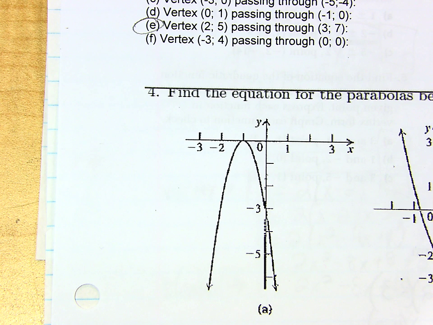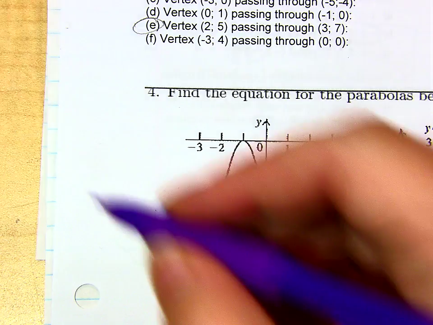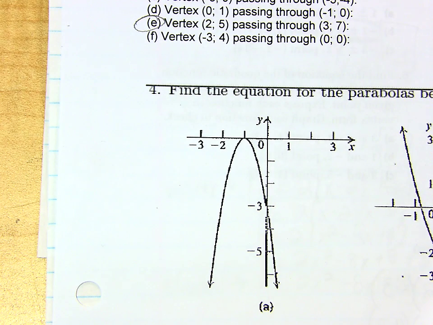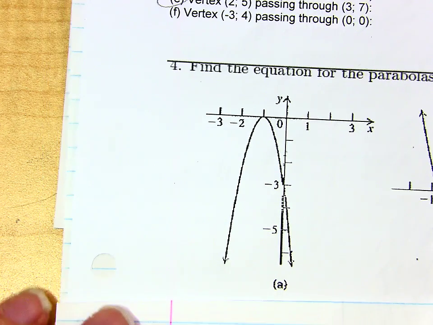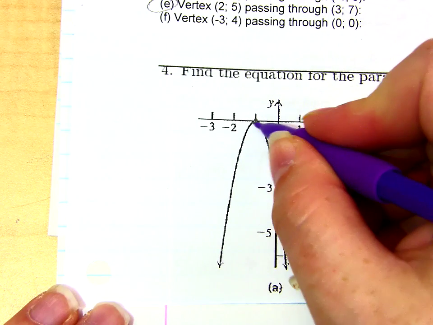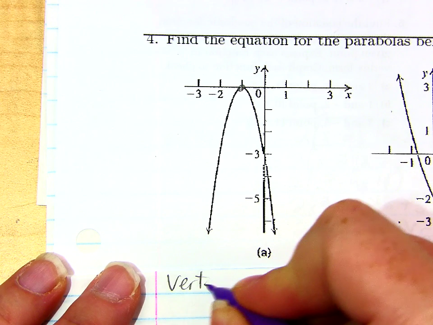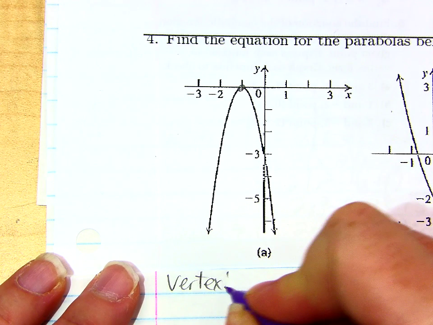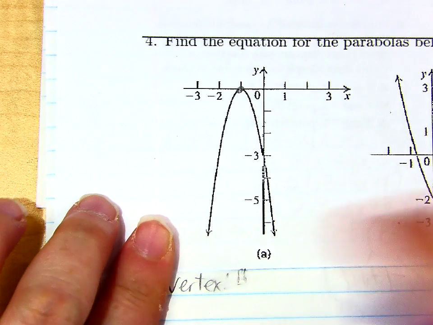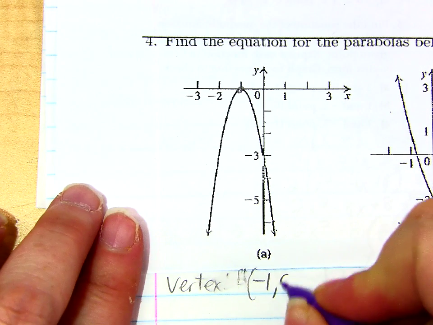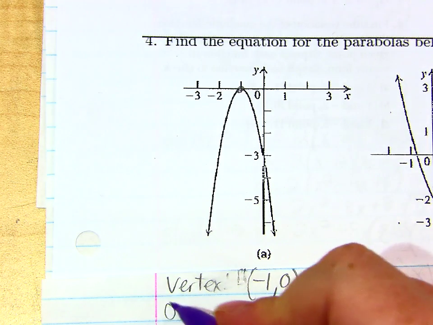So, what would my vertex be based on the graph? Where's the vertex? Negative 1, 0, right? So there's my vertex. Negative 1, 0. Okay? And now another point.